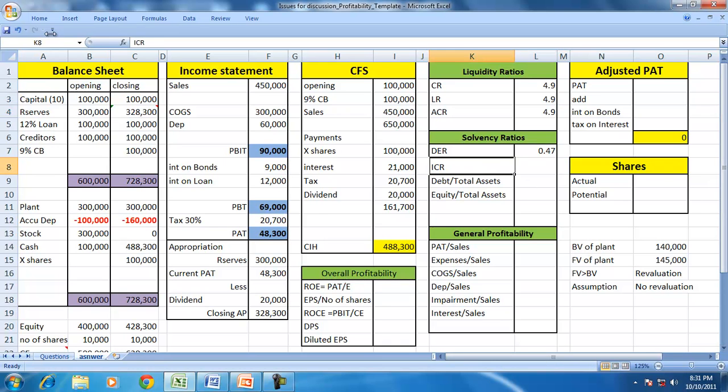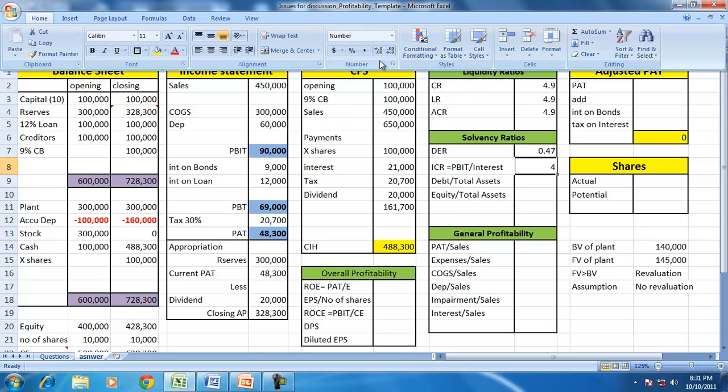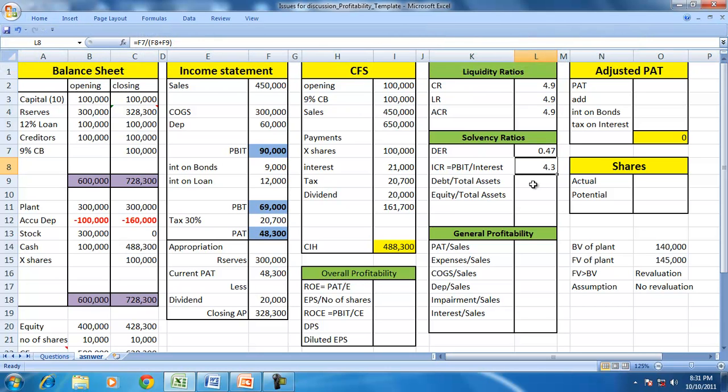Interest coverage ratio, let us define interest coverage ratio as PBIT by interest. PBIT here is 90,000 divided by interest 9,000 plus 12,000. So the interest coverage ratio is 4.3. Now debt to total assets and equity to total assets will tell us about how the assets are financed.